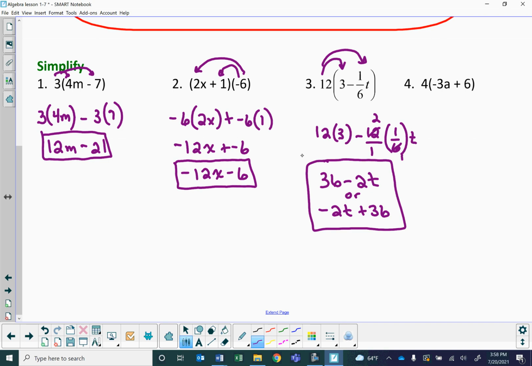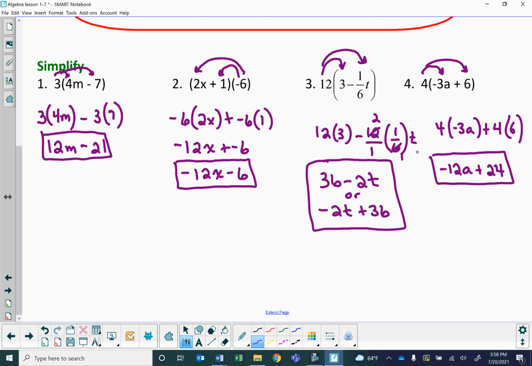Number 4 says we have to do 4 times negative 3a plus 6. So that's going to be 4 times negative 3a plus 4 times 6. So 4 times negative 3 is negative 12, tack on my a, and 4 times 6 is plus 24. And we are done, because we can't combine something with an a with something that does not have an a, because negative 12a and 24 are not like terms, so we leave it as negative 12a plus 24.